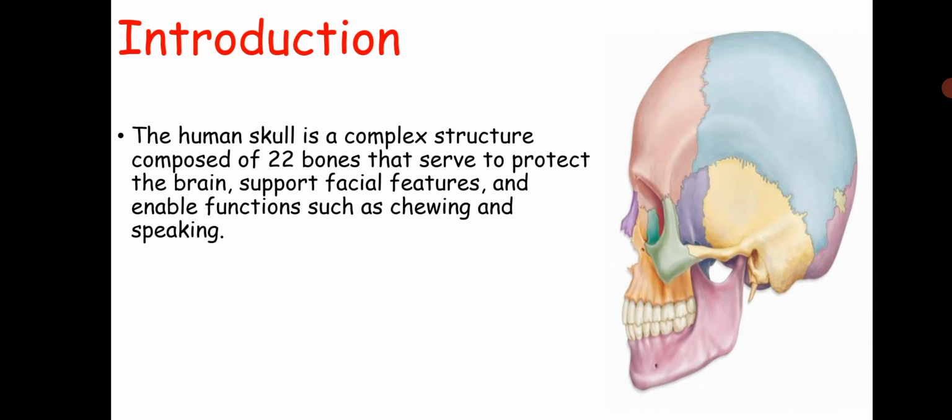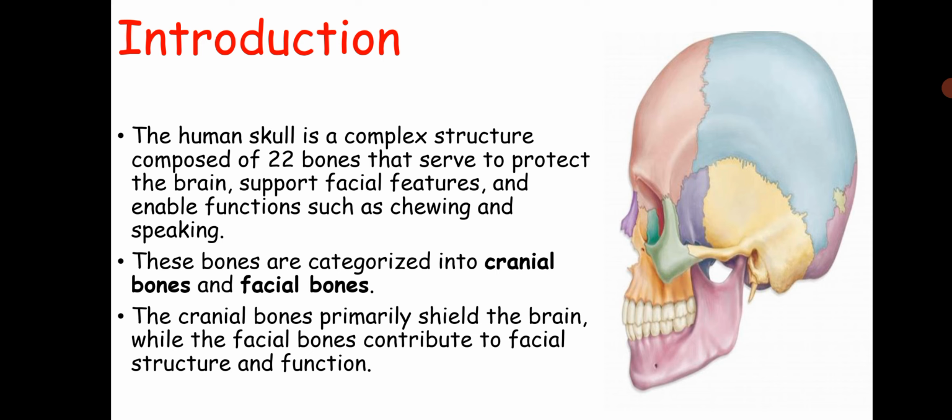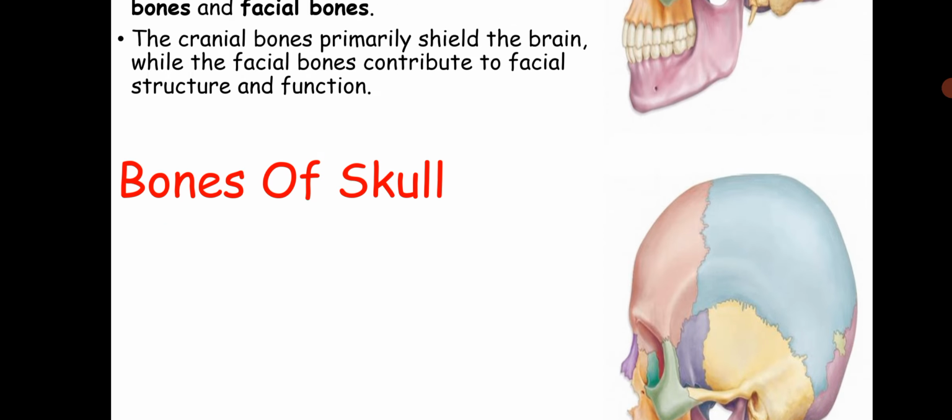The human skull is a complex structure composed of 22 bones that serves to protect the brain, support facial features and enable functions such as chewing and speaking. These bones are categorized into cranial bones and facial bones. The cranial bones primarily shield the brain while the facial bones contribute to facial structure and function.